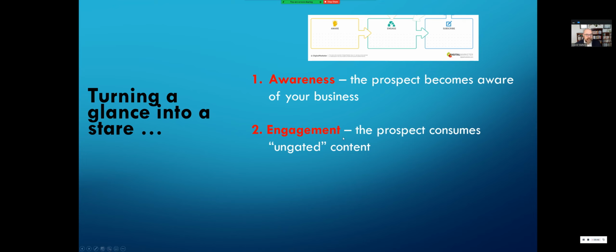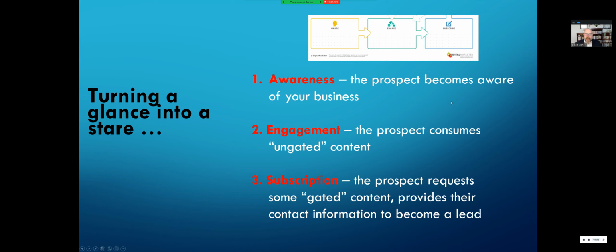The next level is engagement. And what we recommend here is you provide them something to get them to want to look at you and spend time with you. So this is what we call ungated content. This is the crux, the centerpiece of content marketing. And it's getting them to stay around, to look at your site, to look at your business, so that you can then continue to build that relationship. So free ungated content on your website that you allow the prospect to consume is the next step in the process.